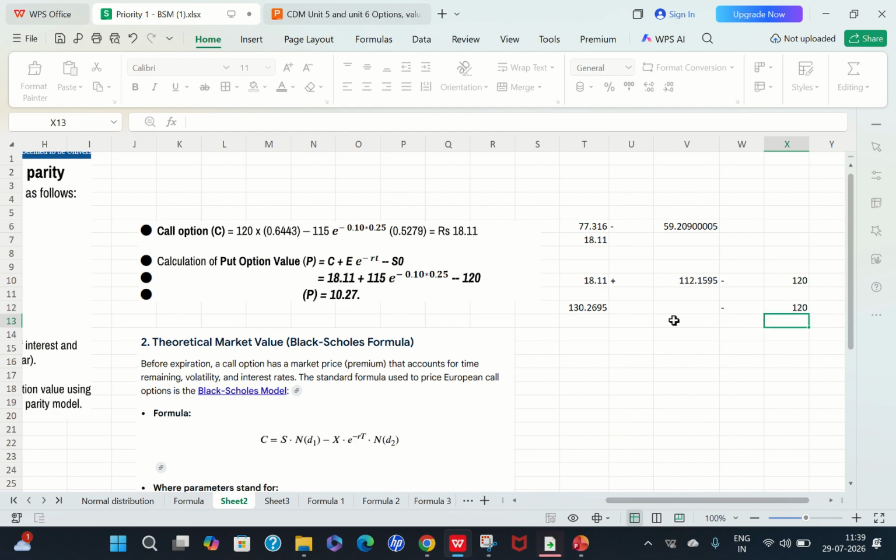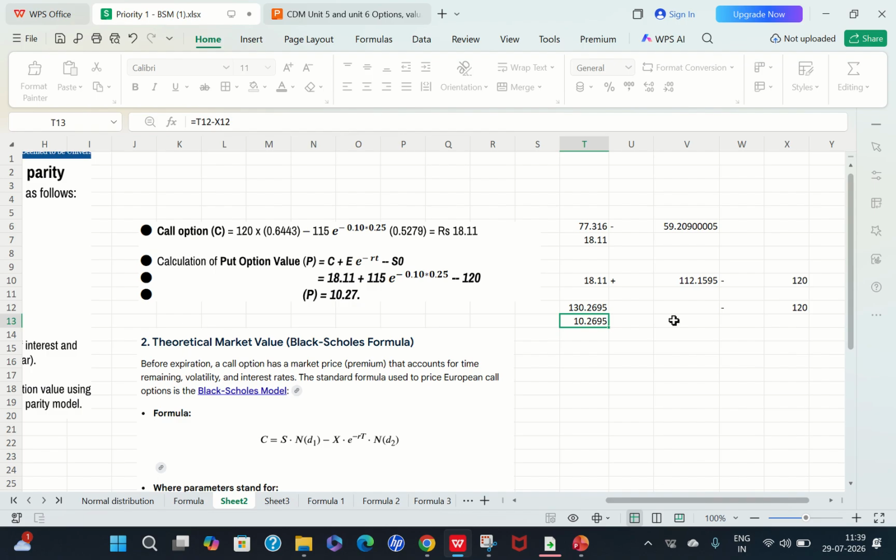So you are landing up in a value of 10.2695, which is normally rounded out to 10.27. So this is the value of calculation of put option value. First we found out what is D1, then D2, then we found out the normal distribution values of D1, then the normal distribution values of D2, then we arrive at the call option value, then we arrive at the put option value.